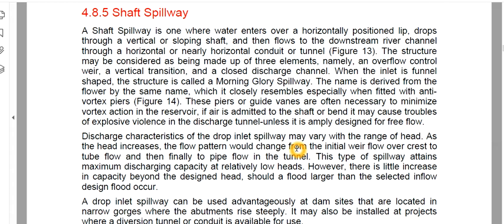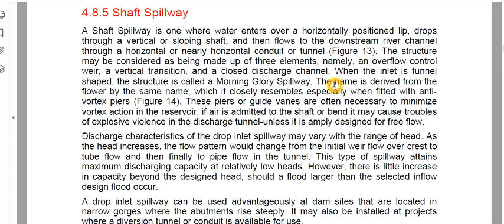The structure of this shaft spillway may be considered as being made up of three elements. The three elements are the overflow control weir, which is a weir constructed over the shaft to control the surplus water, a vertical transition, and a closed discharge channel.